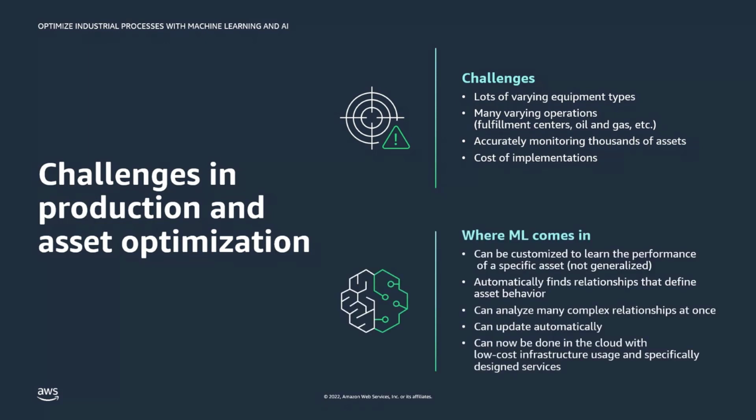Where machine learning can help with those challenges is that it can be customized to learn the performance of a specific asset in a specific operating environment, and then automatically find relationships that define asset behavior. It can analyze many complex relationships at once and update automatically. And most importantly, it can now be done in the cloud with low-cost infrastructure usage and specifically designed services.